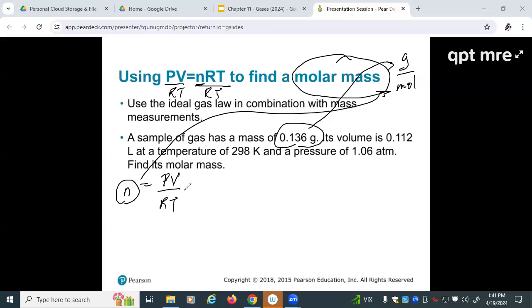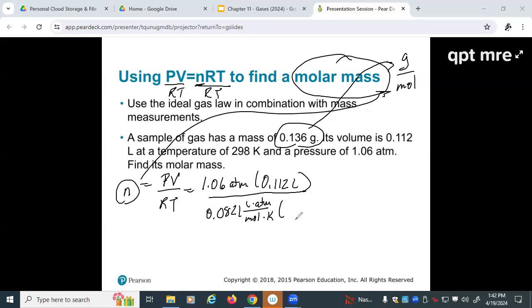So my pressure was 1.06 atmospheres. My volume was 0.112 liters. R is still 0.0821 liter atmospheres over moles Kelvin. And my temperature is 298 Kelvin.